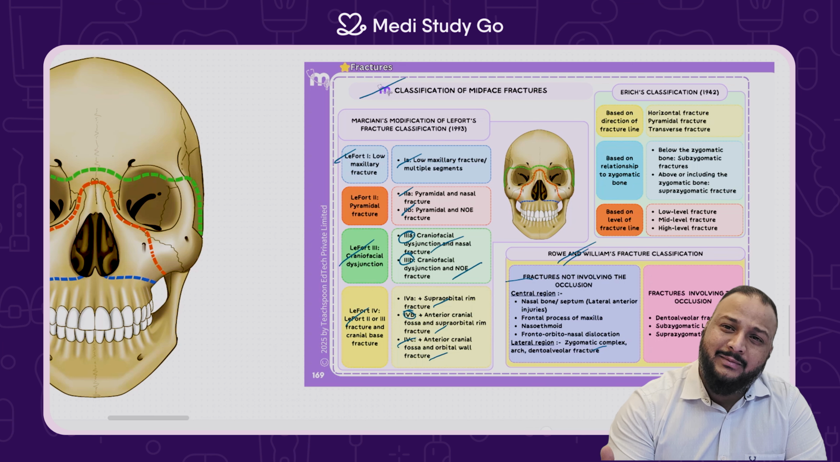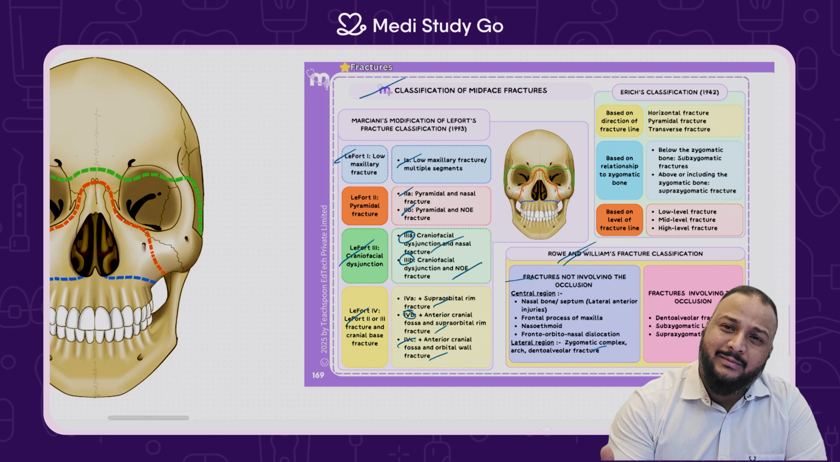Moving on, the general trivia about the Lefort fracture, just some important revision points. What is a Lefort 1 fracture? It is a horizontal maxillary fracture and it separates the maxilla from the pterygoid plates, and it is also known as a Guerin's fracture or a floating maxilla.